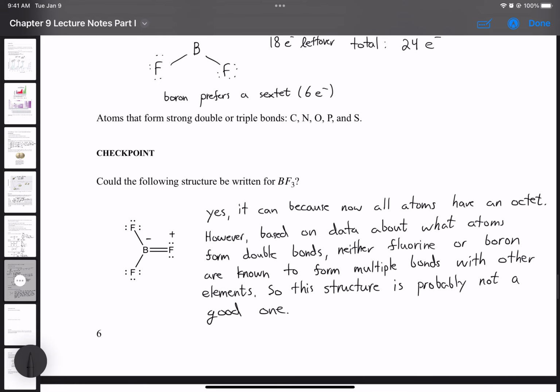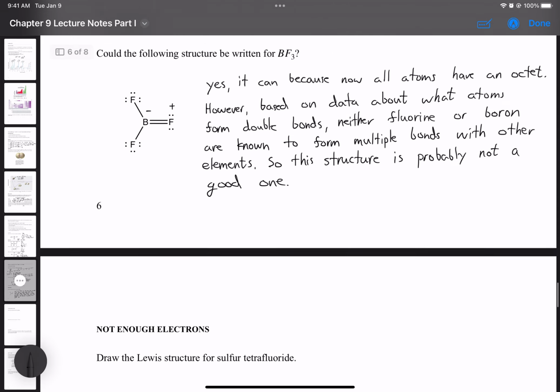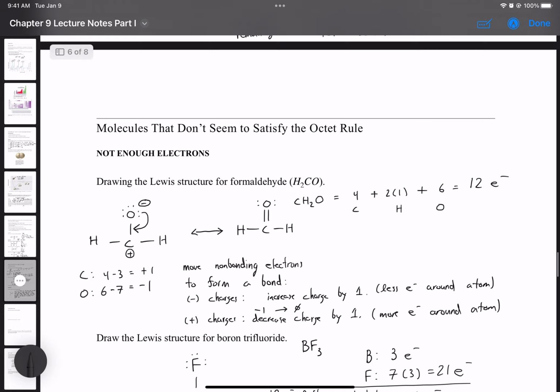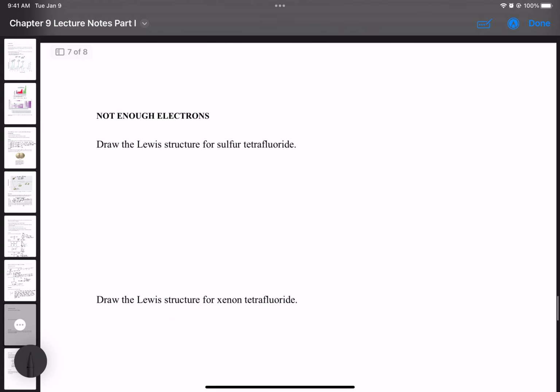Okay, let's move on. All right, so there we have not enough electrons. Here is where we have, okay, sorry, I should have fixed this. This should say too many electrons. Okay, so sometimes we get structures where there are too many electrons. So that's definitely something we do see here as well.